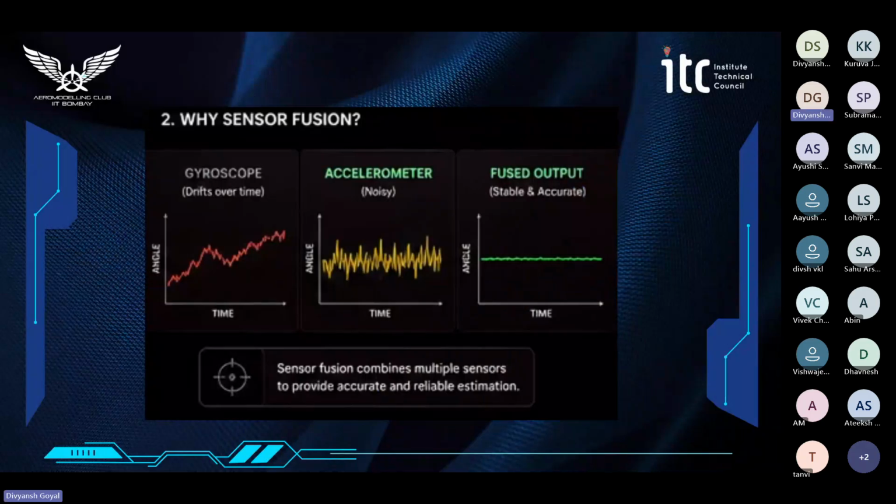Here's a graph explaining why we should use sensor fusion. We can talk about the gyroscope. It is basically used to measure the tilt angle, but the problem with the gyroscope is that the drift accumulates over time. It is not reliable for long-term motion. On the other hand, the accelerometer, which measures the tilt angle only, is stable for the short term, but for the long term, it is very noisy.